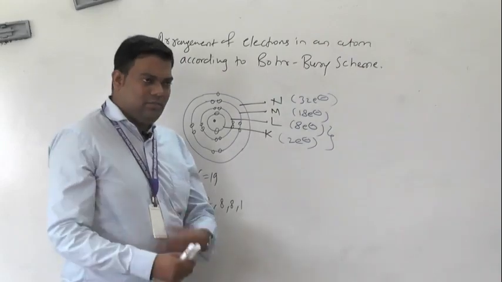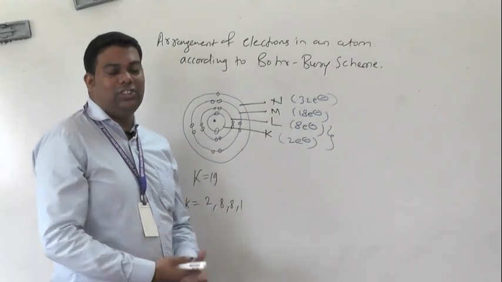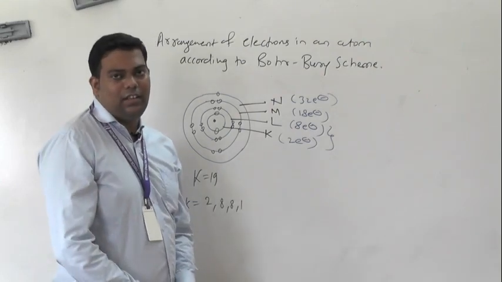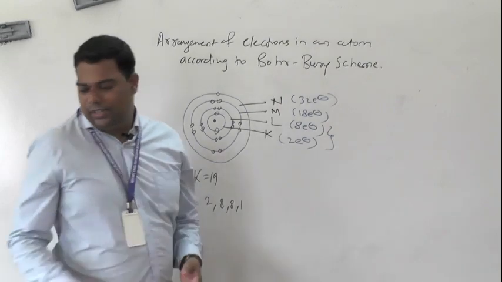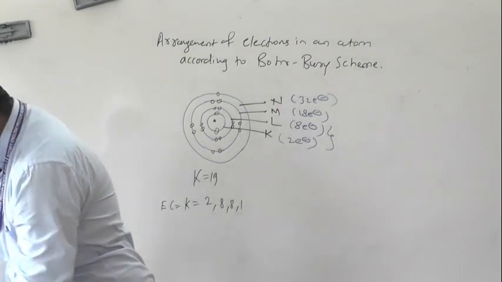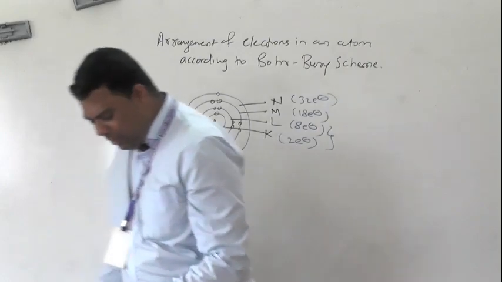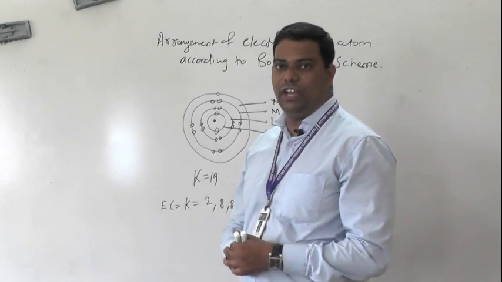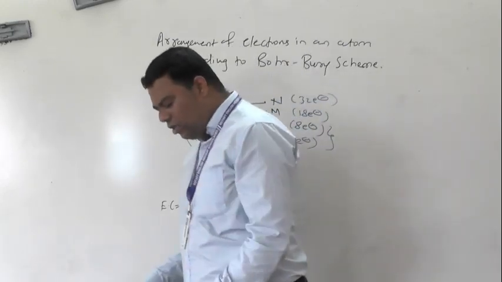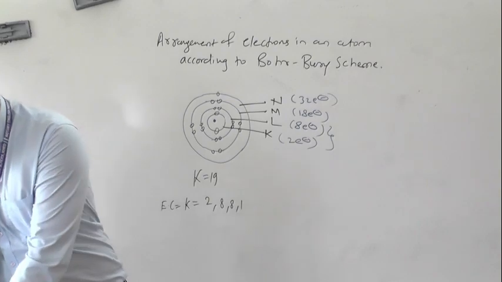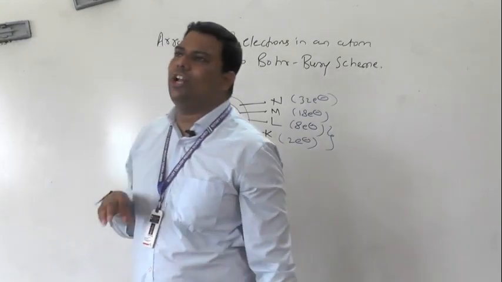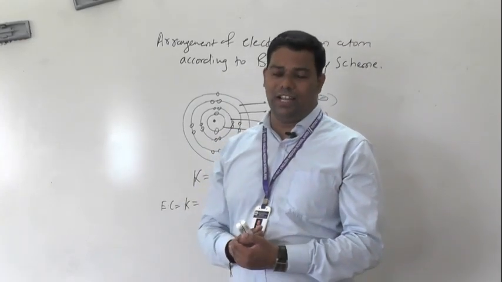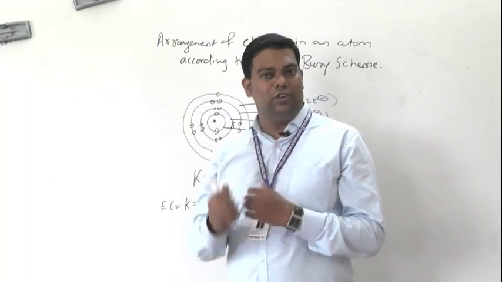After that, some advancement occurred in this field, on the basis of electrons present in orbitals. So what is an orbital? An orbital is a three-dimensional space around the nucleus.